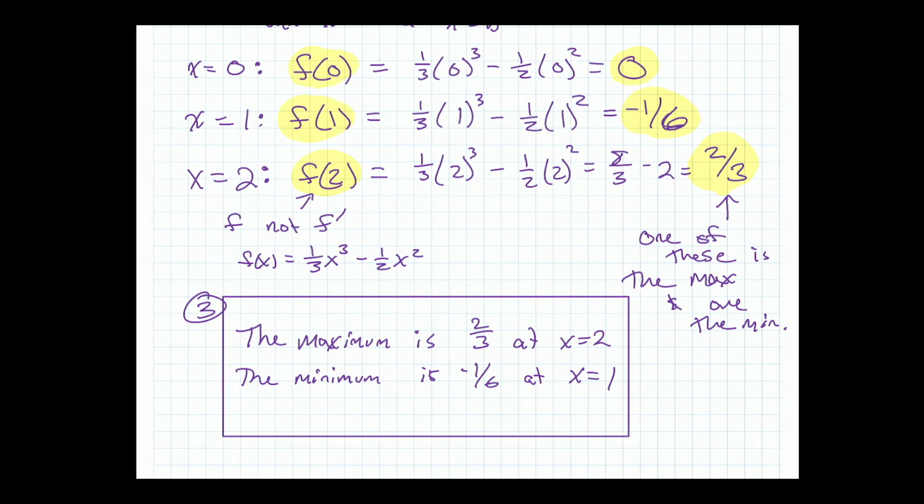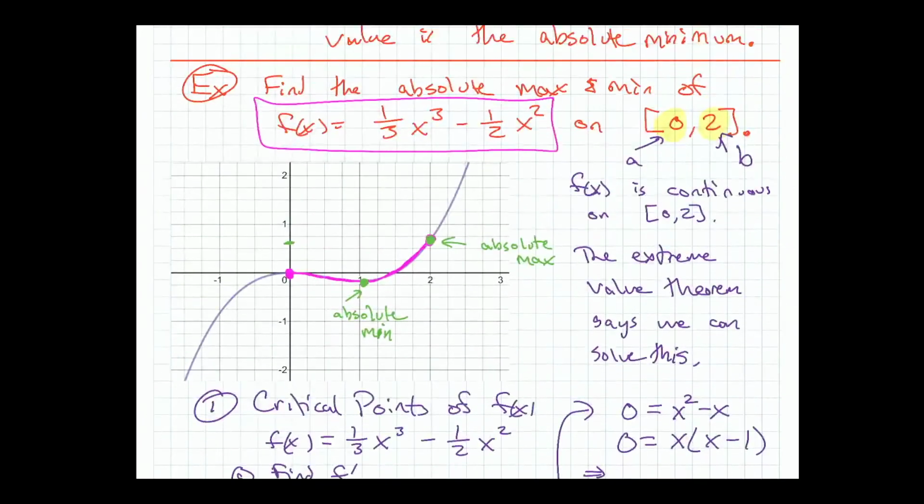Okay, so the maximum is 2/3 and the minimum is negative 1/6. Now notice the way that I wrote it. I gave you what the maximum value is. The maximum is 2/3. The minimum is negative 1/6. And then I said at x equals 2, at x equals 1. Because they can ask you for either one of those. They can ask you what is the maximum, and they mean 2/3. Or they could say where is the maximum, and they might mean x equals 2. So if you get a problem wrong, it might be because of that kind of thing.